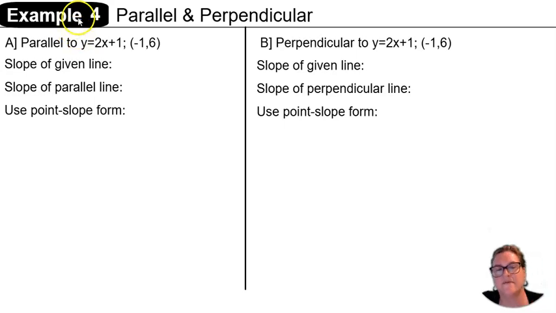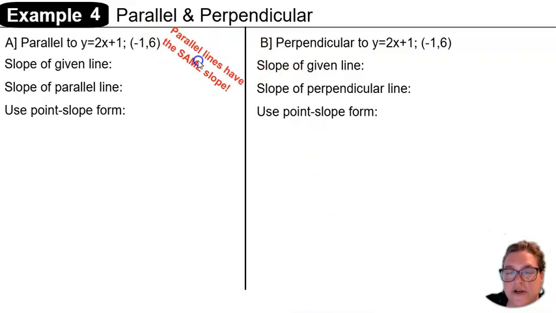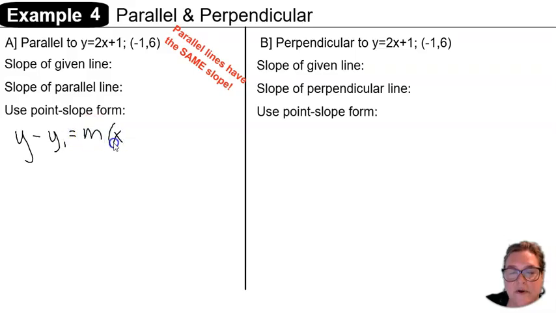All right, in example 4, we're asked to write the equation of a line parallel to y equals 2x plus 1 that passes through the point negative 1, 6. And you want to recall from geometry that parallel lines have the same slope. So if I'm using the point slope form of a line, y minus y1 is equal to m times the quantity x minus x1, I need to know two things.